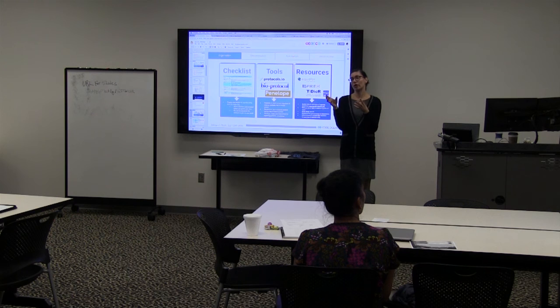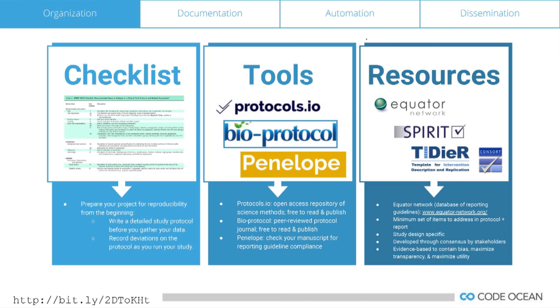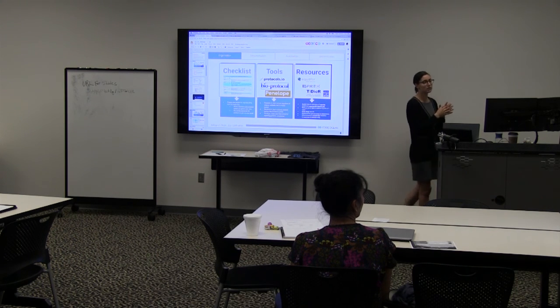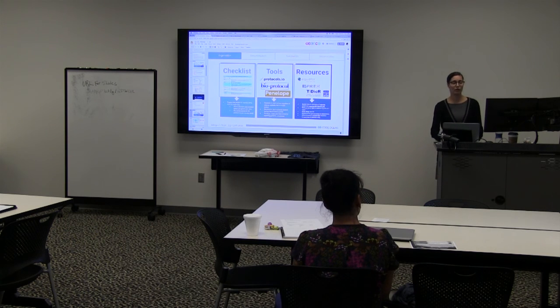So you find the reporting guideline that is appropriate for the type of study you're doing, and you can be confident that that was created by a group of experts, people that conduct research, people that use research, for example, for meta-analysis or systematic review, policymakers, anyone that might have an interest in a publication or a protocol. And they've come up with the minimum set of items to address in your protocol that will create a complete and transparent protocol. So I highly recommend you take a look at the Equator Network.